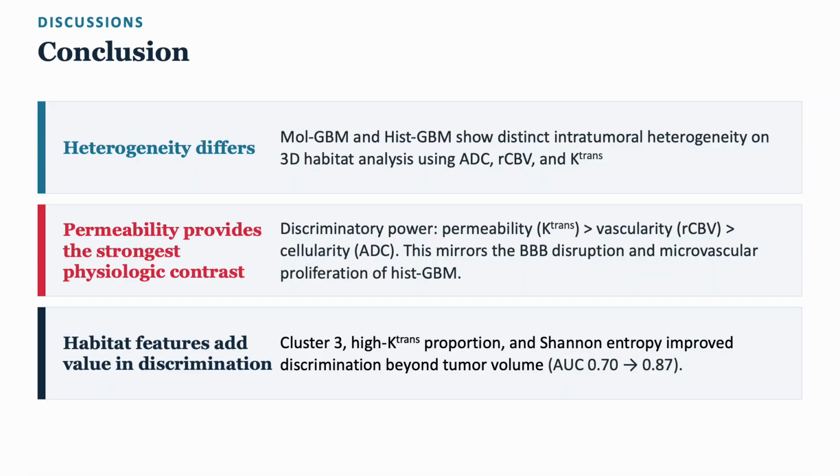To summarize, molecular and histological glioblastoma showed distinct intratumoral heterogeneity on three-dimensional habitat analysis using ADC, RCBV, and K-trans. The subtype difference was the most pronounced in permeability-related habitats, consistent with blood-brain barrier disruption and microvascular proliferation in histological glioblastoma. Finally, adding cluster 3 high K-trans proportion and Shannon entropy to tumor volume improved discrimination, increasing the AUC from 0.70 to 0.87.